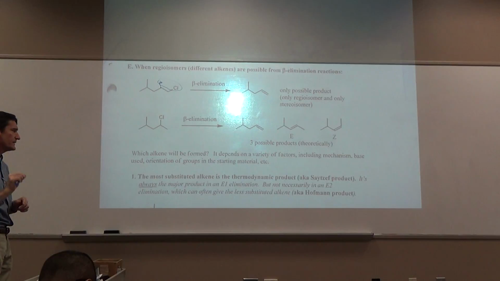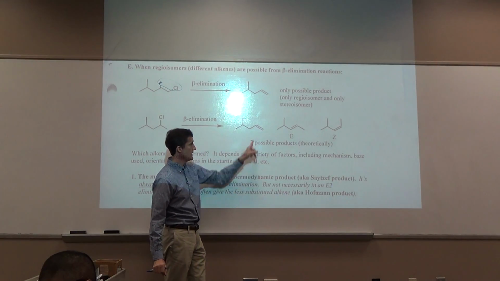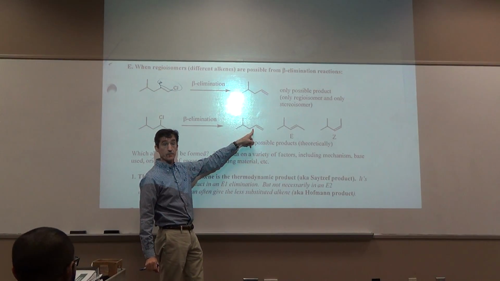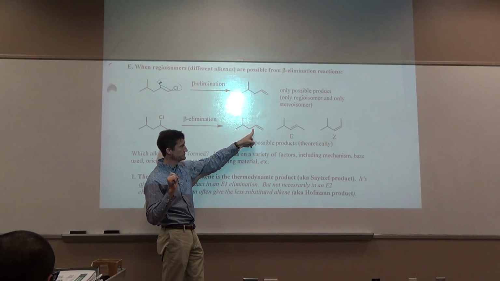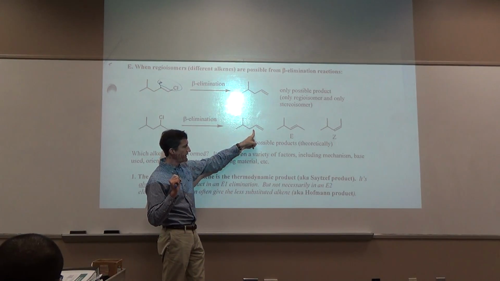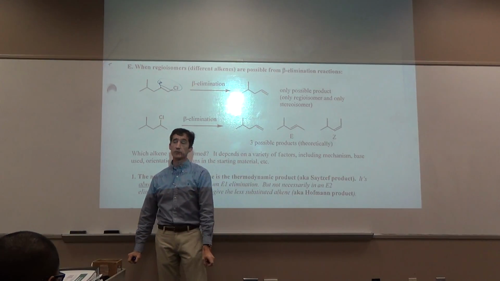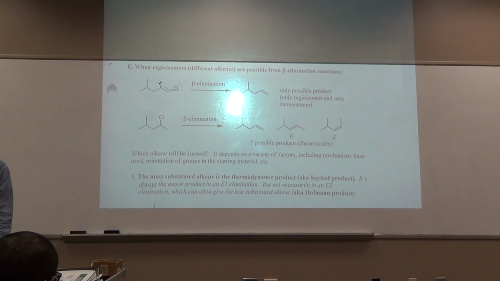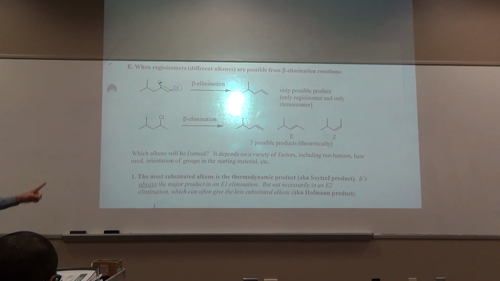But this is not the case with E2, which can often give the less substituted alkene. E2 may give this, because E2 has some very precise requirements. By the way, the less substituted alkene in the context of this elimination is called the Hoffman product. And these are chemists who recognize this and whatnot. These products are later just named Hoffman. That's spelled right, I believe. It's with two N's on the end.